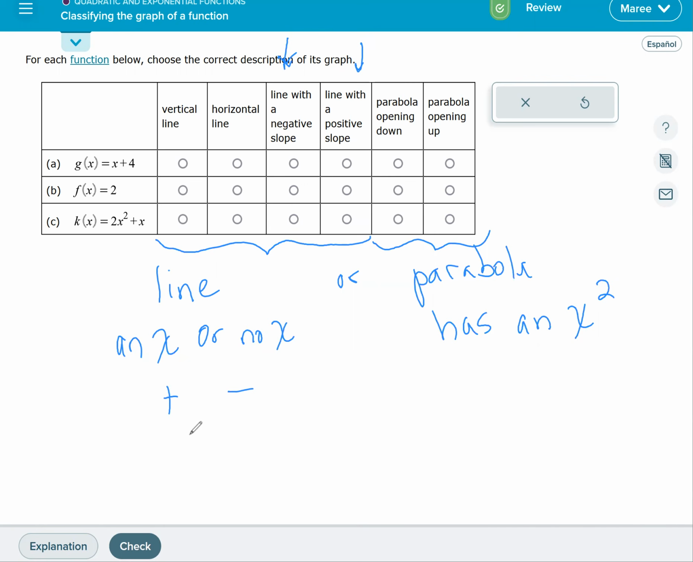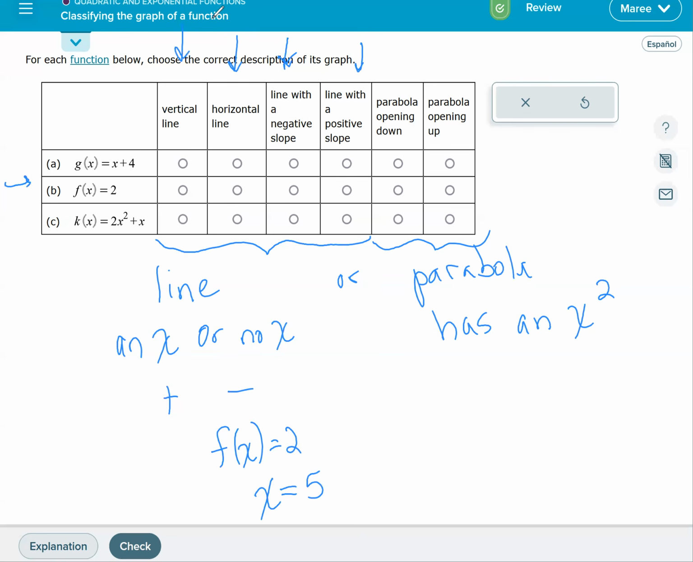If you have your function, so in function notation, as in B, f of x equals 2, it could be g of x equals 2 or h of x equals 2. But if it's just a number and you don't see an x at all, then it is a horizontal line. And if the equation looks like just x equals a number, then that's when you would choose the first one, the vertical line.